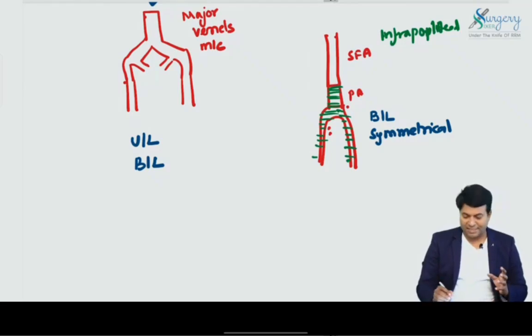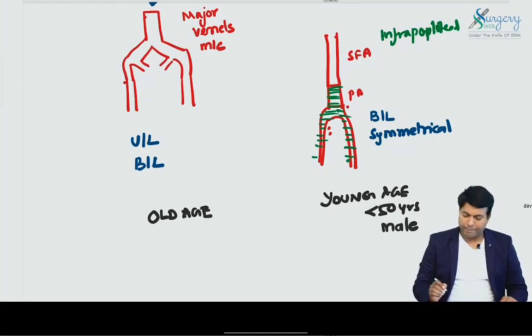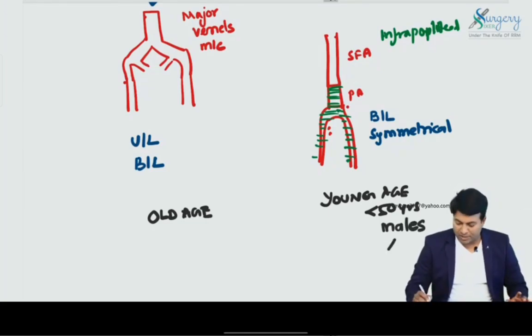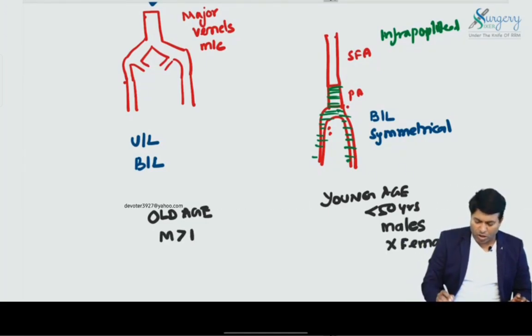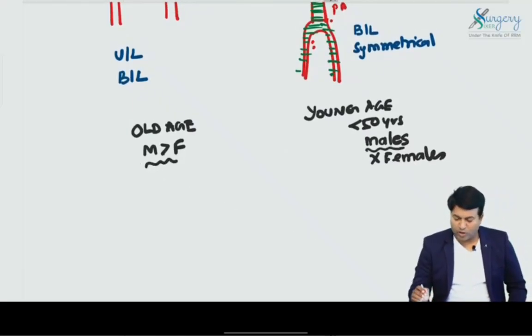Atherosclerotic disease is common in old age, as you know very well. TAO is common in young age, less than 50 years, and it is seen exclusively in males, not at all in females. Atherosclerosis is more common in men than women, whereas here it is exclusively common in men.